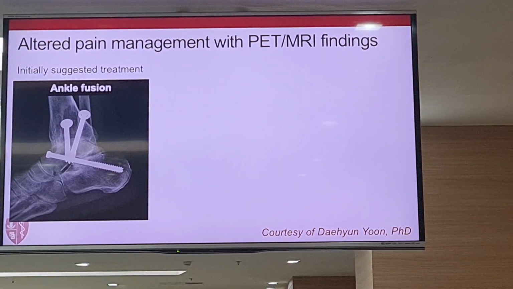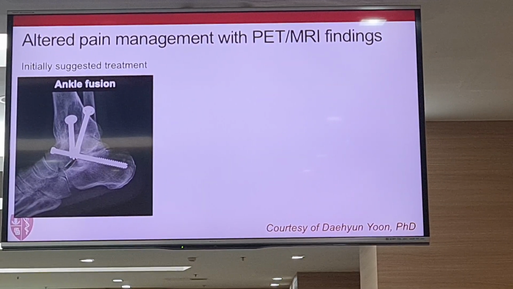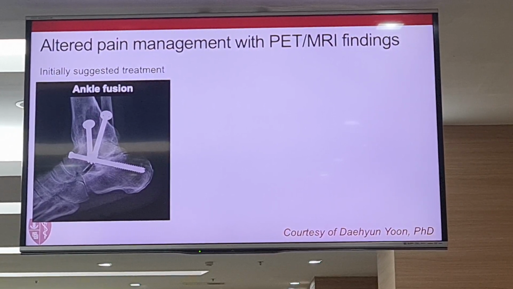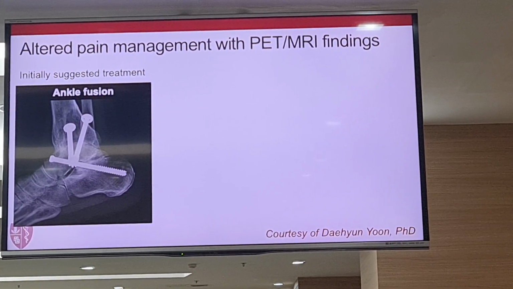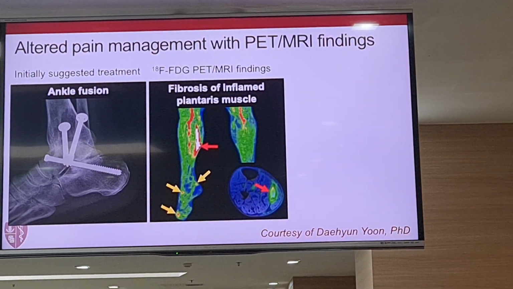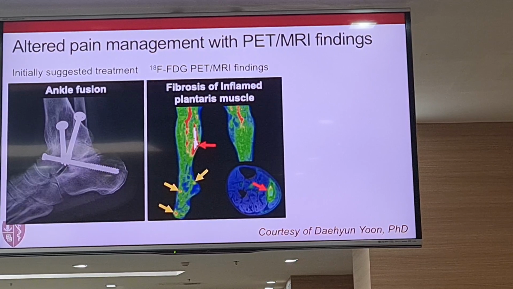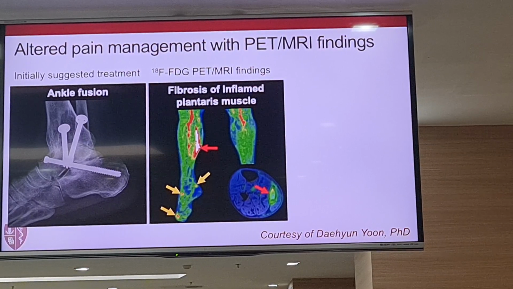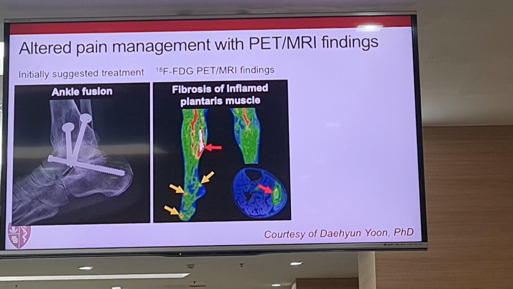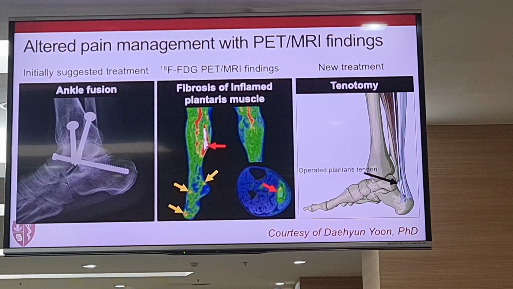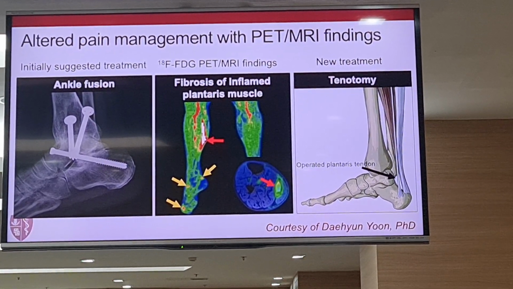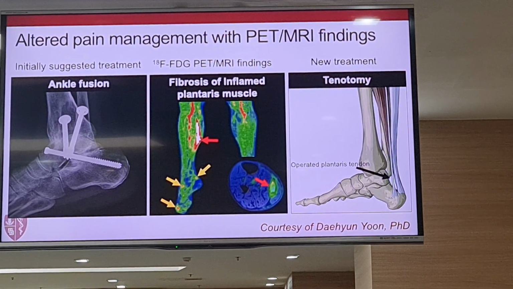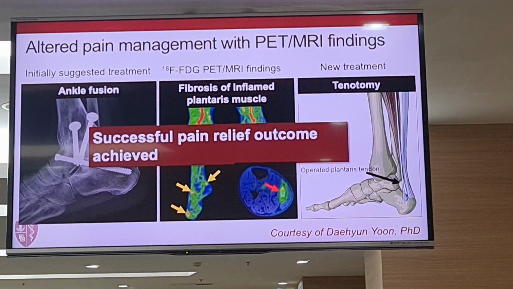So here's someone who had ankle pain for 8 years. And the surgeons were convinced that this was due to pain on ambulation, and wanted to restrict the ankle motion by doing an ankle fusion. But this person actually got an FDG PET MRI, and it showed that there was fibrosis of an inflamed plantaris muscle, which was causing pain on ambulation. And so instead of doing this ankle fusion, they did essentially a dissection of the tendon to separate the ankle motion from the tendon motion here, and this successfully relieved this person's pain.